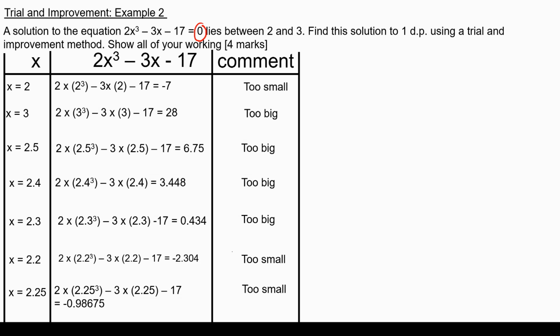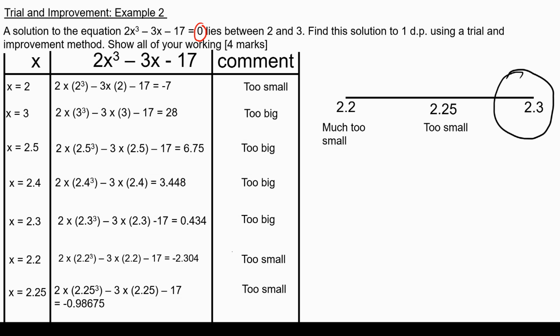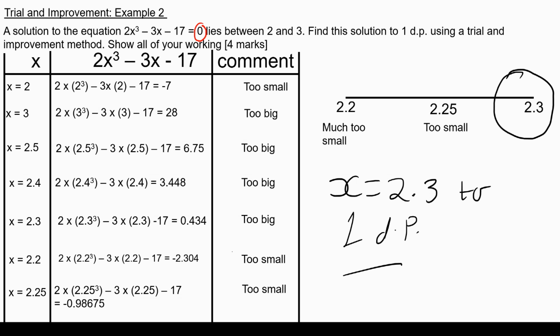And once again, I'm going to draw my number line with 2.2 on one end and 2.3 on the other, with 2.25 halfway between. Now, underneath 2.25, I need to write too small because when we put that into the equation, our result was too small. It was minus 0.98675. So if that is too small, then 2.2 is much too small. So the solution that we're going to choose to one decimal place is 2.3. So my answer is that x equals 2.3, and be careful, it is to one decimal place, and that's how I'd have to finish it.